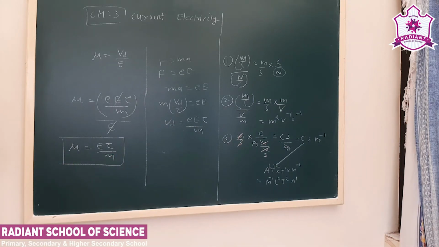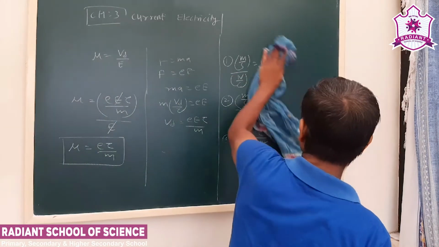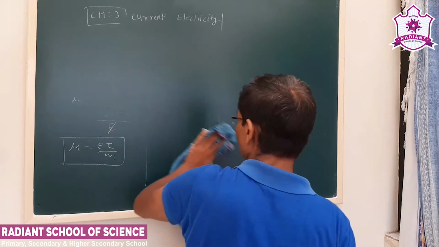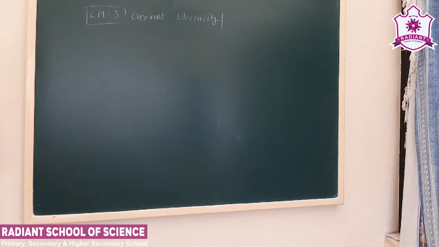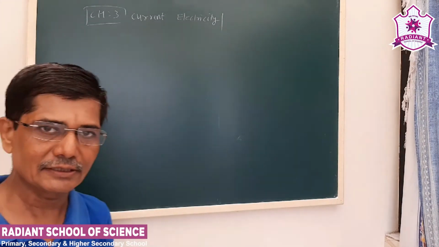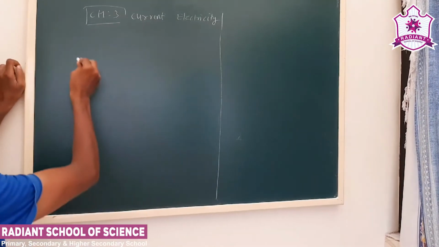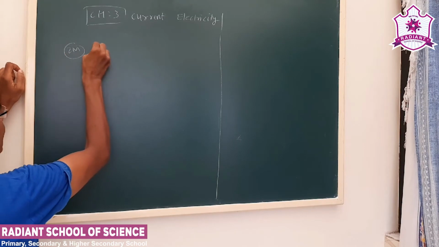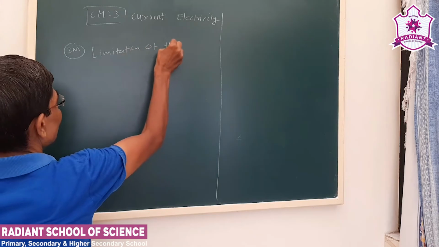Now next we have to see the limitations of Ohm's law. Now, Ohm's law, we have seen there is a linear relation between voltage and current, and it is obeyed by metals in a definite temperature range. So what are the limitations of Ohm's law that we have to see? See, this can be asked in a 2-mark question.